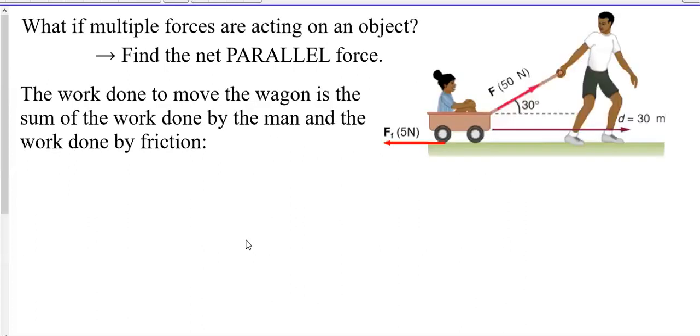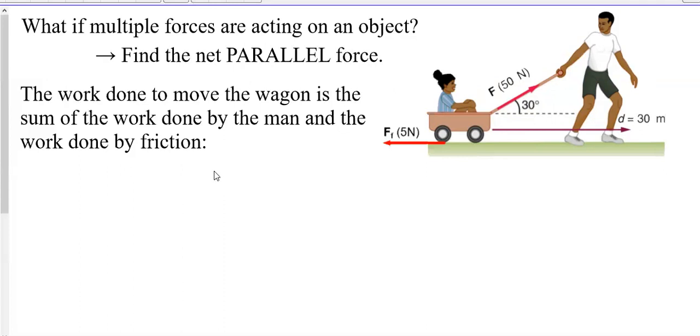And so for an example of that, I've got a man pulling his little girl, or a father pulling his daughter, in a little wagon. He's going to pull her to the right, and the wagon will make an angle of 30 degrees. If the man applies a 50 Newton force at an angle of 30 degrees, the wagon's only going to go forward. And it is going to have a little bit of friction involved. So we'll call it just 5 newtons of friction because that's what the picture says.